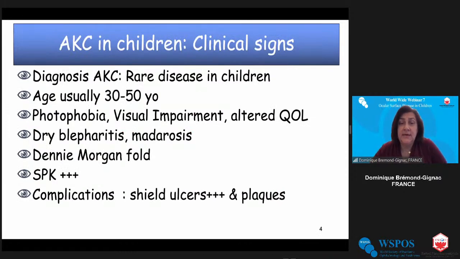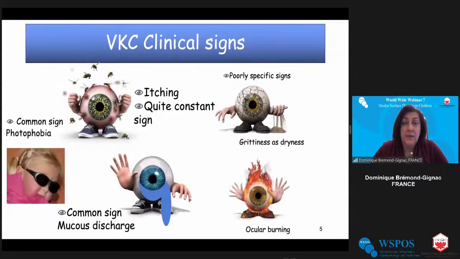So what are the clinical signs? We know that it's a rare disease in children. Usually this is a disease that goes on in patients 30 to 50 years old, with photophobia, visual impairment, altered quality of life. It's associated with dry blepharitis, with madarosis usually in children, with a Dennie-Morgan fold, superior and inferior, with SPK, of course. And complications are similar to vernal keratoconjunctivitis, with shield ulcer and plaques. Itching is quite a constant sign, with photophobia, but not very significant. Mucus discharge and grittiness, as well as dryness and ocular burning.